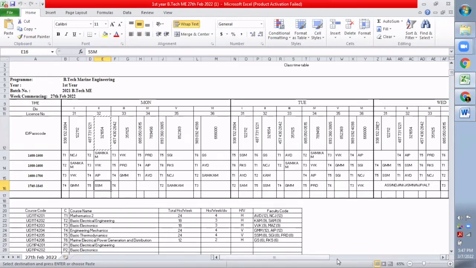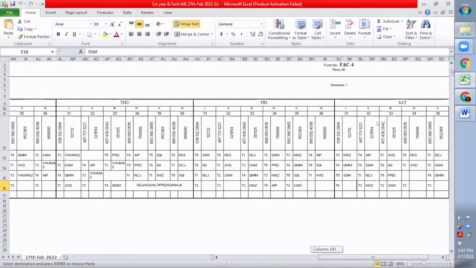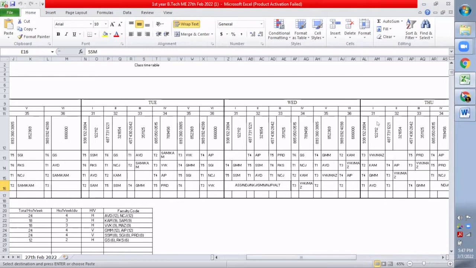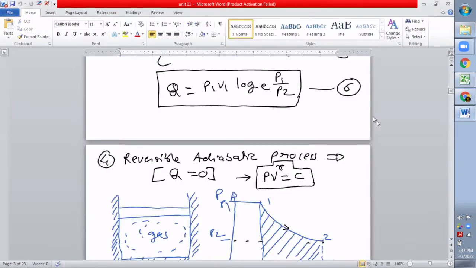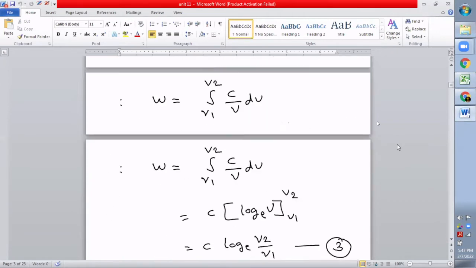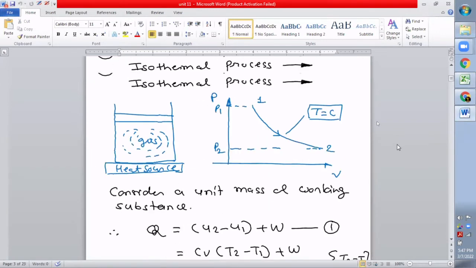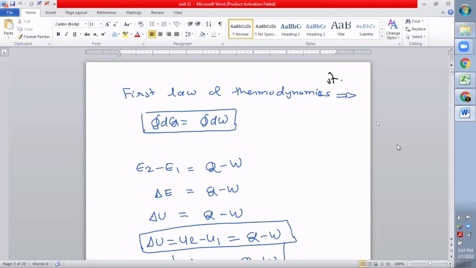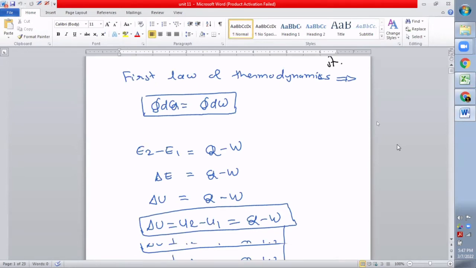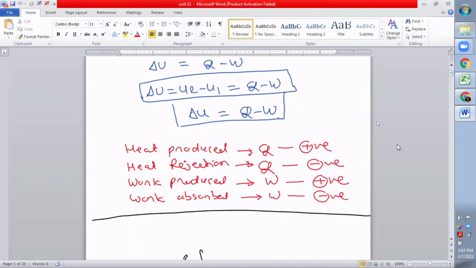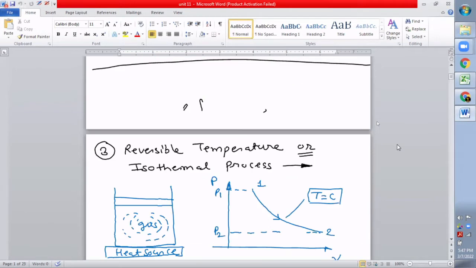Division 2, yes or no, please? Please confirm. No, sir, not yet. Okay, then I think we are completed in Cv by Cp. So that means we have not started the application of the first law to the non-flow system. Yes, isobaric and isochoric process we have not completed. Please confirm.